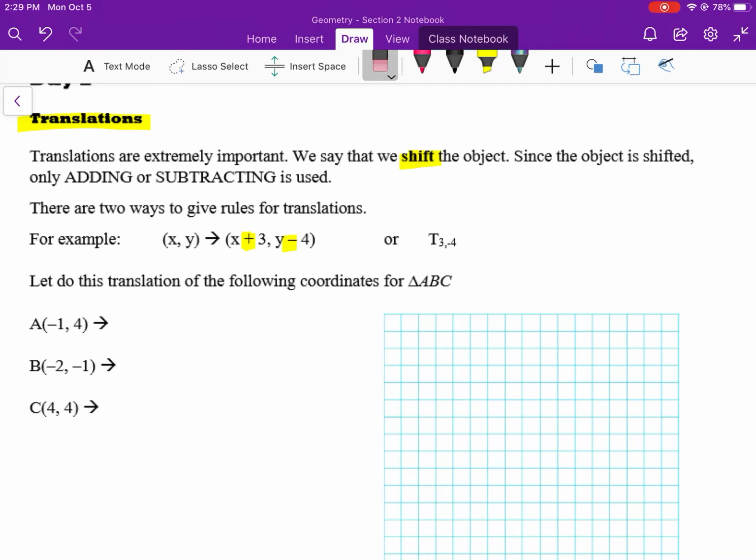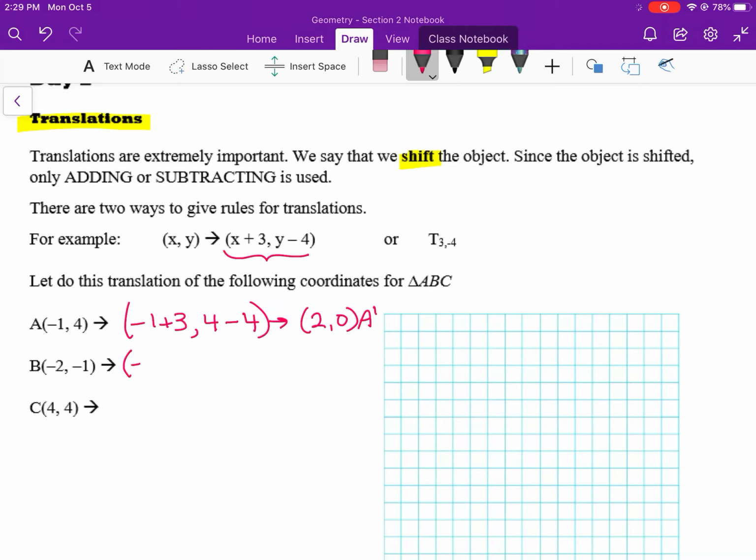Just adding and subtracting. Okay, so the rule is here, x plus 3, y minus 4. So I have -1 plus 3, comma, 4 minus 4, and so that becomes 2, comma, 0. So that's A prime.